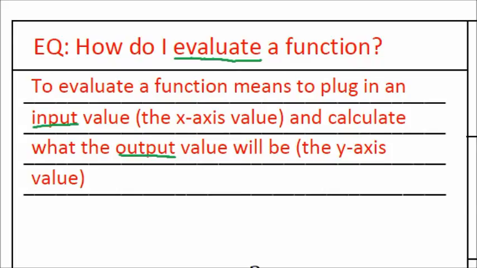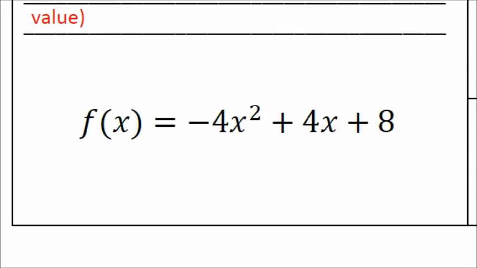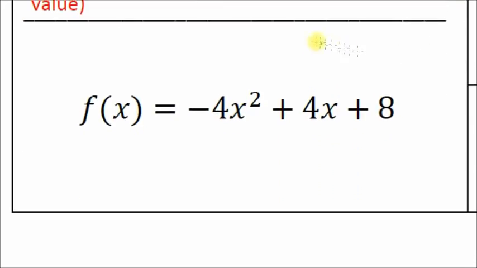Let's take a look at some basic parts of a function. You should remember these from last year. So if we take a look at this, here is a function. We've got f of x equals negative 4x squared plus 4x plus 8. Now the first thing you notice, class, is I didn't say f parentheses x parentheses. I said f of x. And here's the reason why that is.